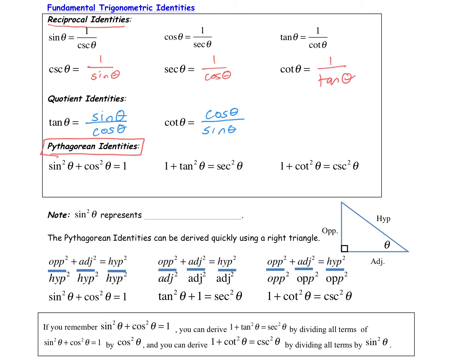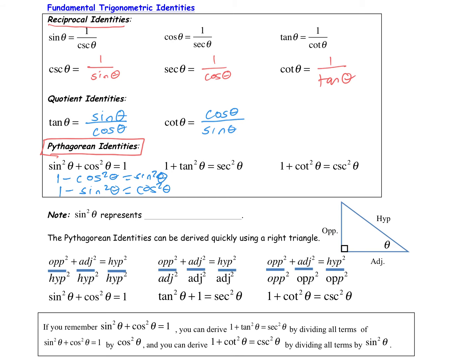We can also rewrite this in different forms. Sometimes it may be helpful to use this by subtracting cosine squared theta from both sides. So maybe you might see 1 minus cosine squared theta is equal to sine squared theta, or you might subtract sine squared theta from both sides, isolating cosine squared theta. So you might see this as 1 minus sine squared theta equals cosine squared theta. So it might be helpful to use these identities in various forms.